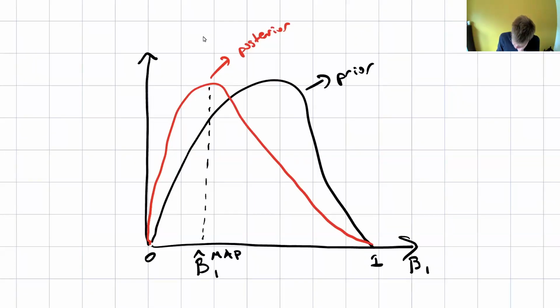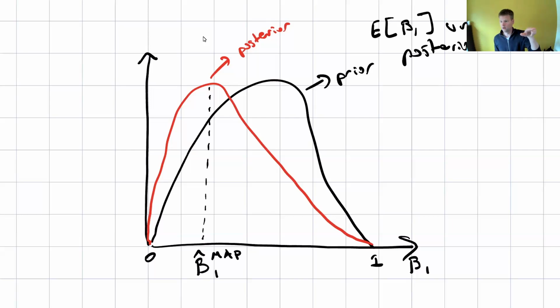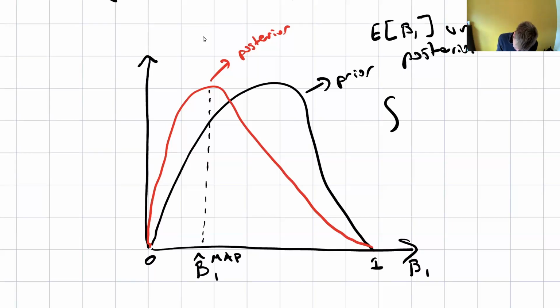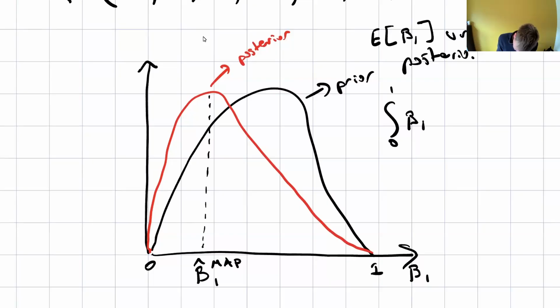The second thing you could do is you can compute the expected value of beta 1 under the posterior. Okay, so you would integrate over 0 to 1, beta 1 times the posterior distribution of beta 1 given the data. And that would give you the expected value of beta 1 under this posterior distribution.